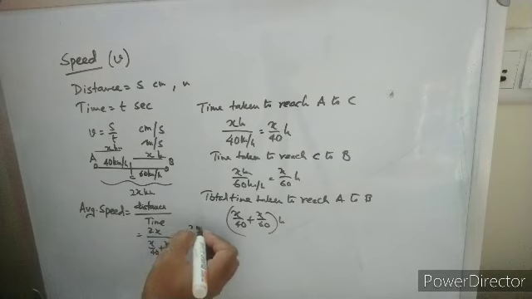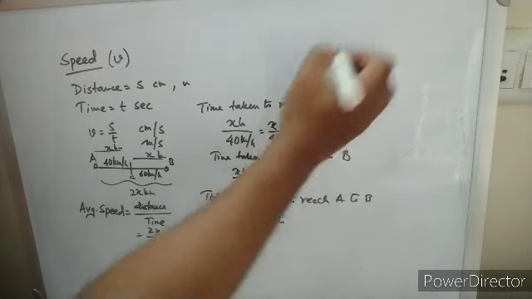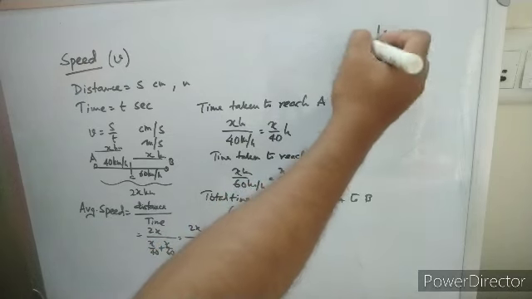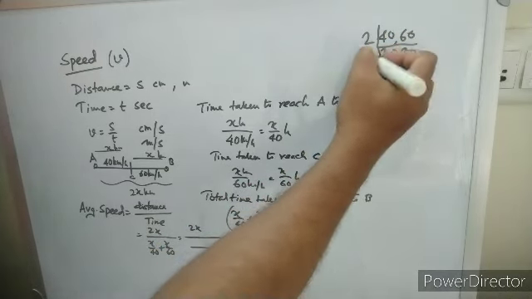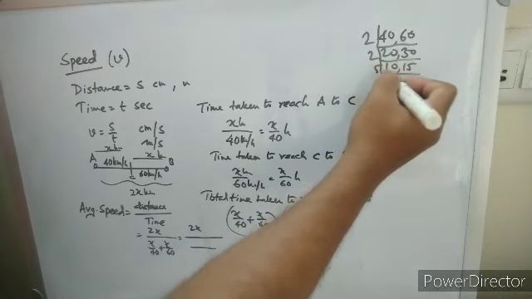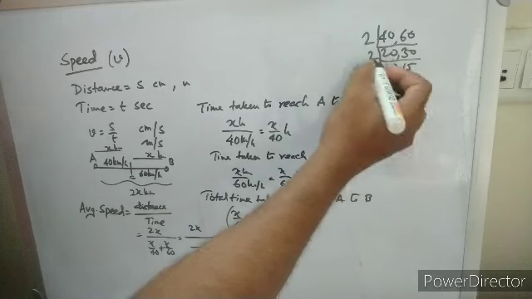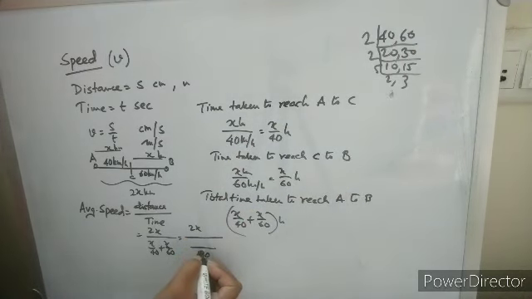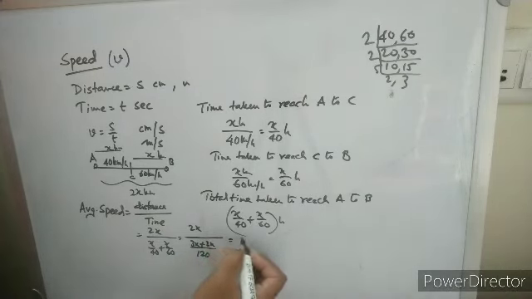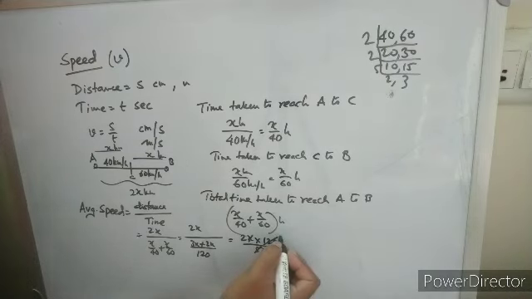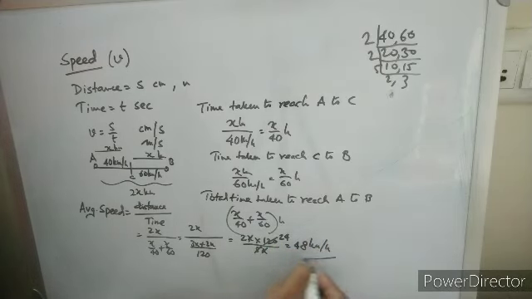Now for 40 and 60: dividing by 2 gives 20 and 30, then 10 and 15, then 5 and 15, then 5 and 3. So 2 times 2 times 5 times 3, the LCM is 120. So this is 3x and this is 2x, giving 5x by 120. Now 2x into 120 divided by 5x gives 48 km per hour. That is the average speed during the total journey of that person.